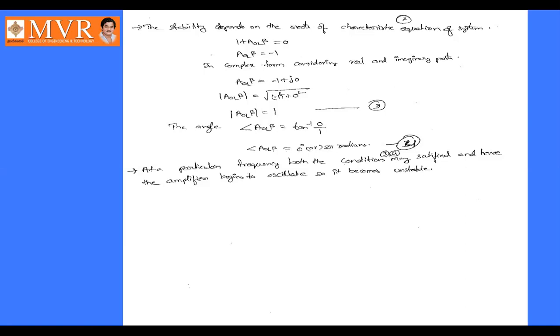In complex form, we can consider the real part as well as the imaginary part. In this AOL into beta equation there will be no imaginary part, so we consider the imaginary part as 0, and write AOL into beta is equal to minus 1 plus J0. If you consider the magnitude, it is root of minus 1 whole square plus 0 whole square. So we get the magnitude of the loop gain equal to 1. When loop gain is equal to 1, the op-amp is going to provide sustained oscillations. You know that.